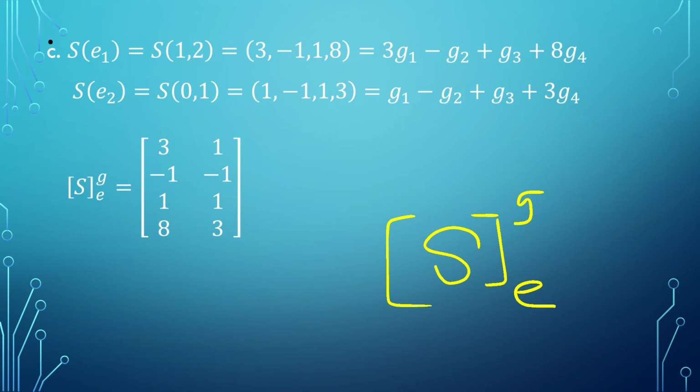So what we need to do is we use the given E's, and we change them to transform to G's. We are using G's as the standard basis. Therefore, for E1, we have 1, 2. Definition of S transformation: S of (x, y) is x plus y, x minus y, negative x plus y, 2x plus 4y.